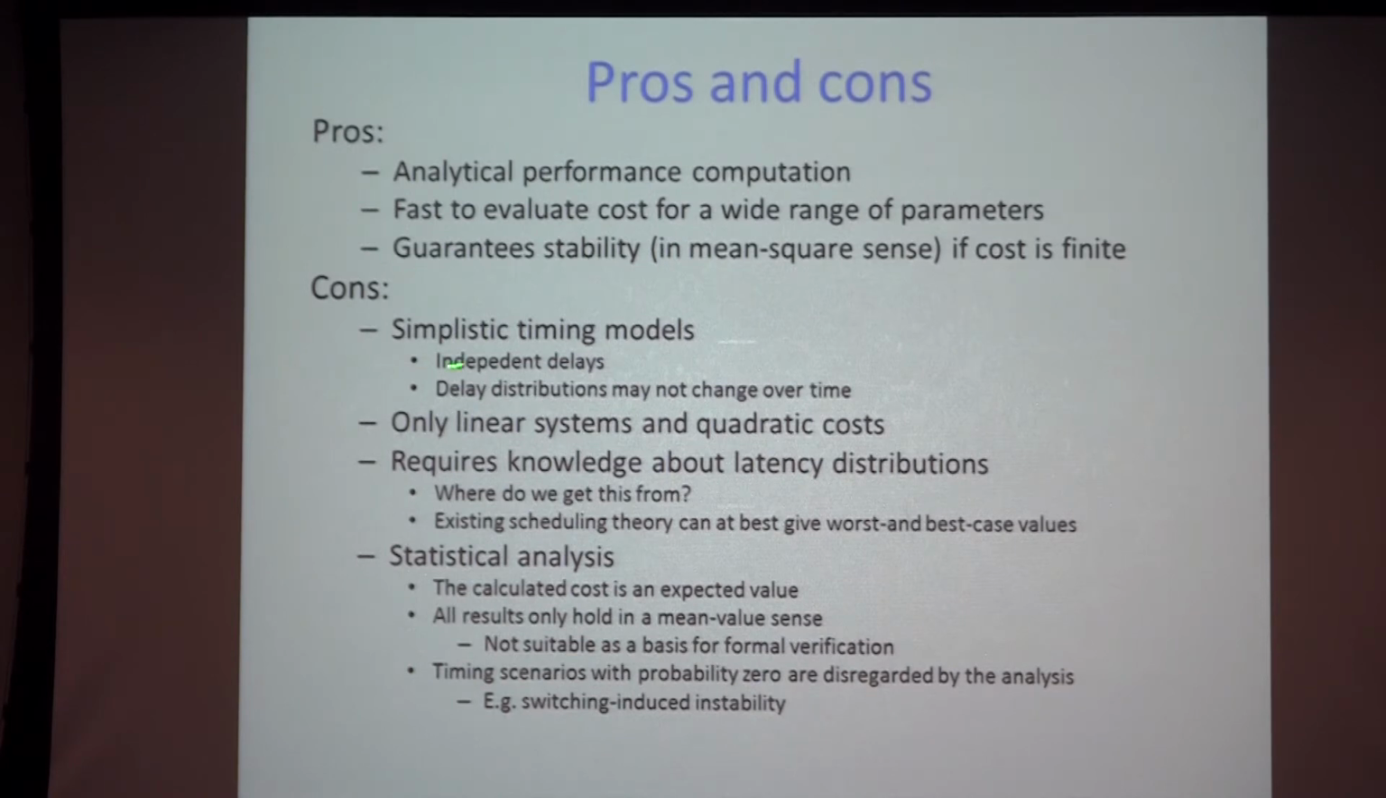The negative things: simplistic timing models, delays are independent. That's a fairly severe limitation. We cannot say that this delay and this delay should sum to the same value. And also, the delay distributions may not change. They are constant. Also, only linear systems, only quadratic costs. We have to have knowledge about the latency distributions, and where should we get them? I mean, if we try to use, for instance, scheduling theory, that at best can give us worst and best case values. And then finally, it's a statistical analysis.